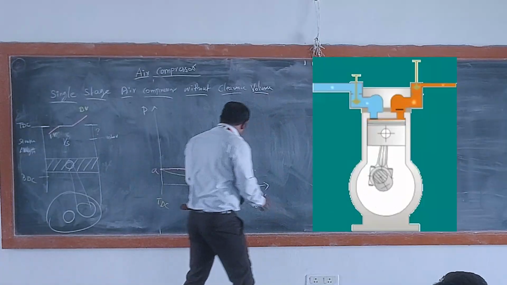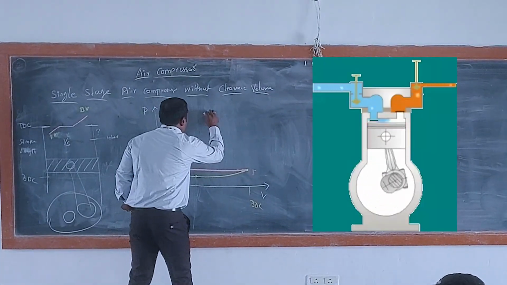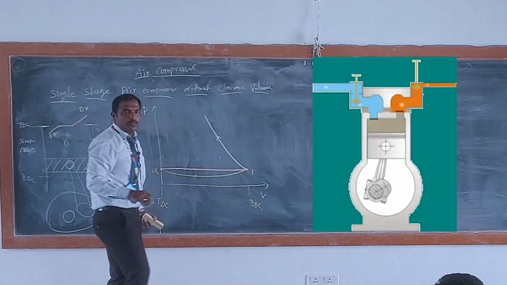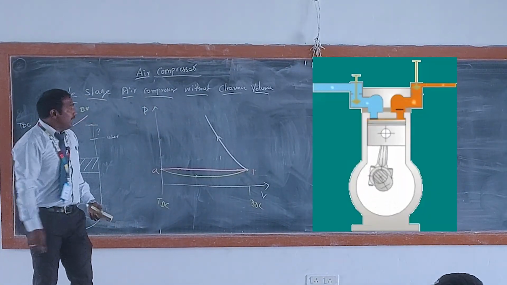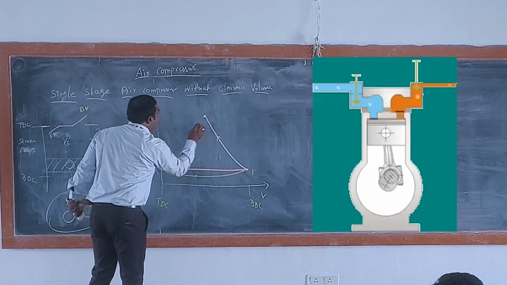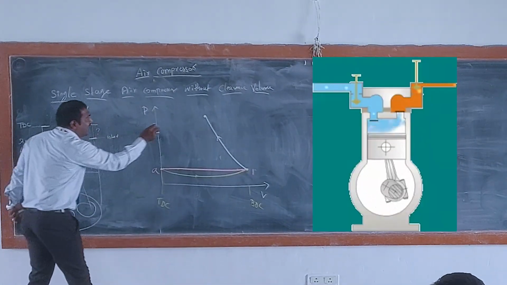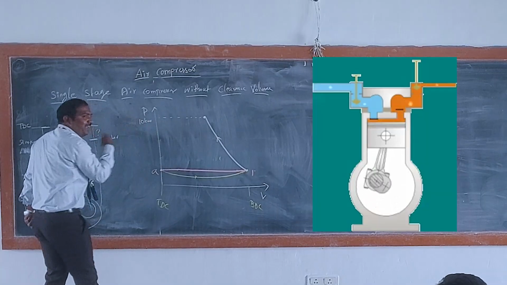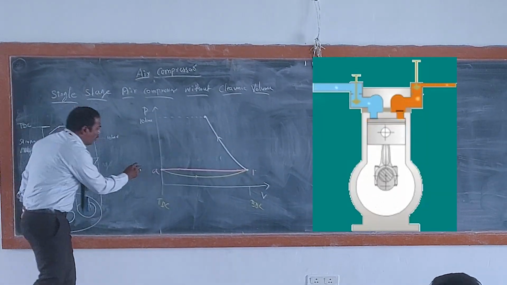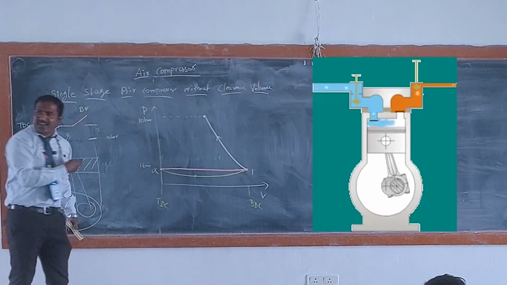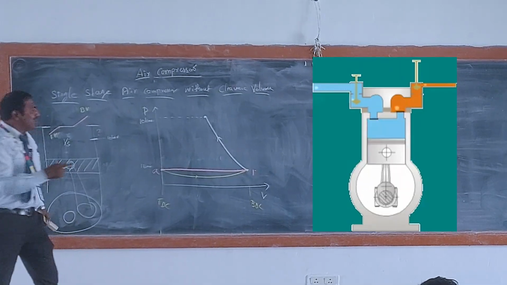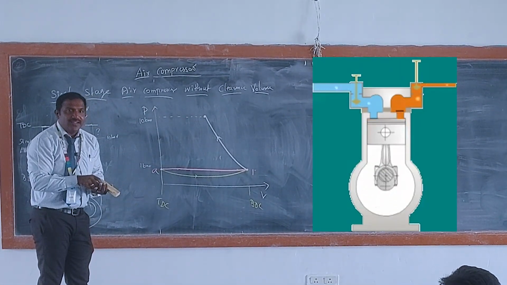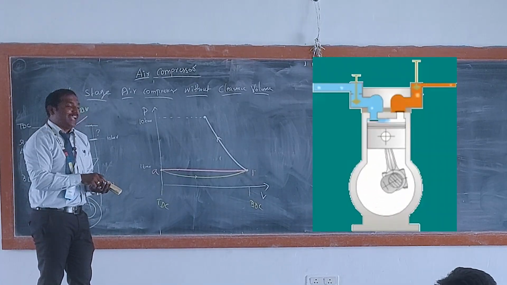So this compression is called polytropic compression. It is a curve. This happens till the piston reaches the end, where it attains 10 bar. How much? 10 bar, as we have seen. This is 1 bar for our compressor. Once it attains 10 bar, what happens? The delivery valve opens, and delivery takes place.